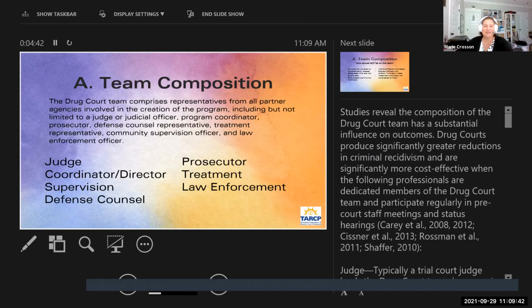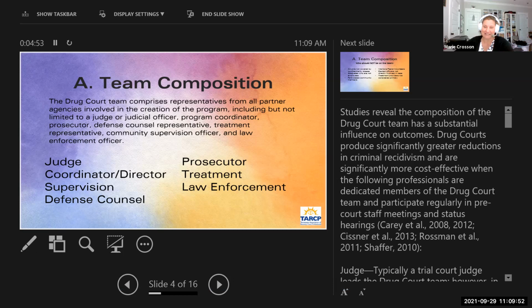So hopefully this isn't new information, but what we do know is that the evidence suggests, and is pretty clear, that if these people are on the team, you're going to have the most cost-effective program and produce the best outcomes possible for a recovery court. And if any of these people are not on the team, your cost effectiveness and participant outcomes diminish with each of these individuals that does not participate.